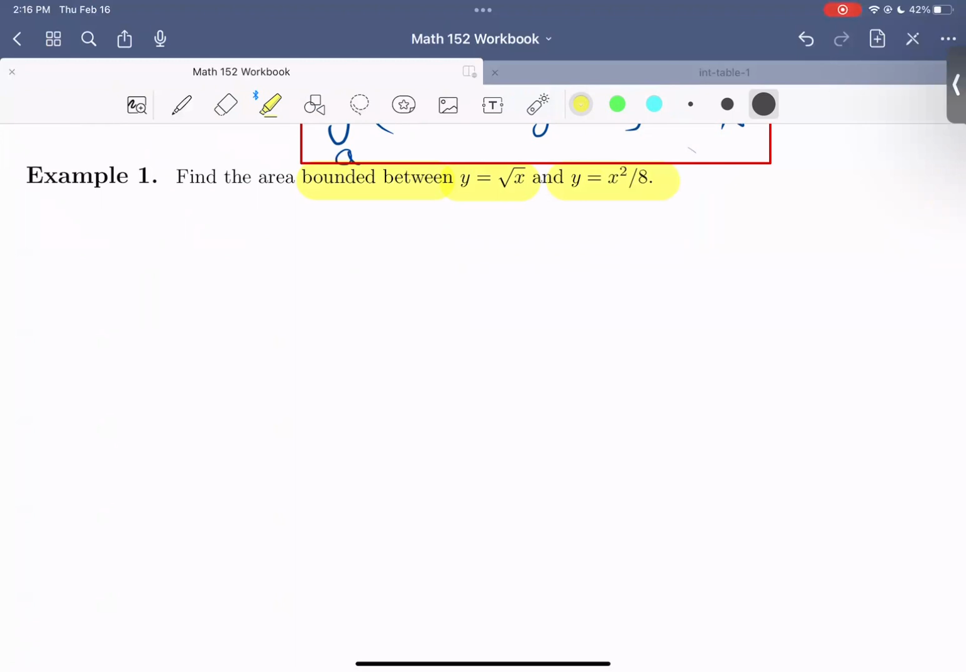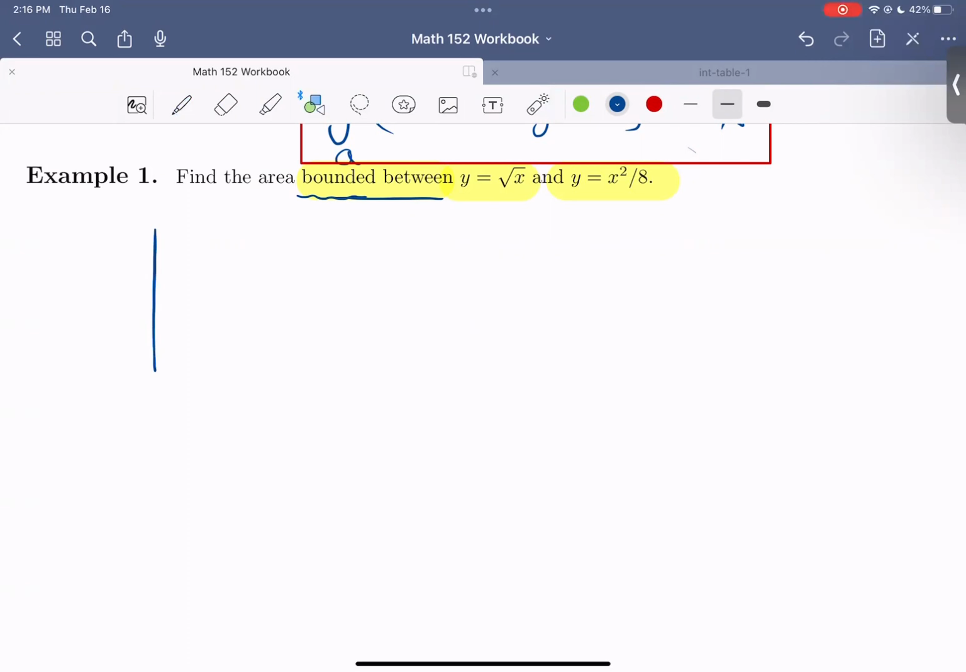So in setting up a problem like this, it's helpful to first draw the picture of the two functions to get a sketch and an idea of what's going on. Also, we're not told the limits of integration here. So drawing the picture will help us determine where those values are. Okay, so let's go ahead and go for it.